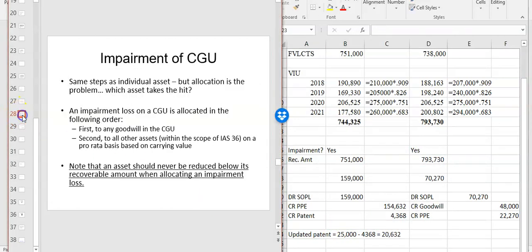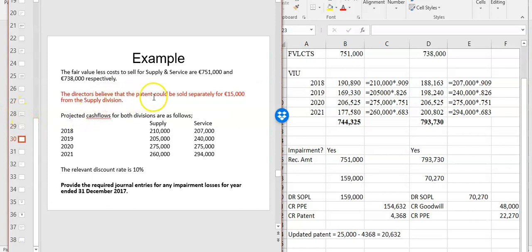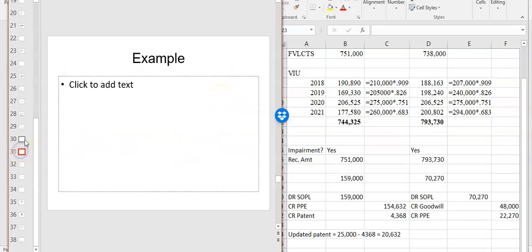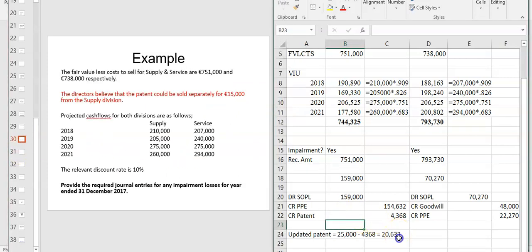And the other little bit of information that's relevant here, we're told, is the directors believe the patent could be sold for 15,000 from the supply division. So that means when you're doing your impairment, it cannot go below 15. Now we've no trouble here because it only goes to 20,632, so it's well above its recoverable amount. So there's no issue there in terms of impairment going below. That's fine. It can stay at that. Right? You don't have to say, oh, well, it can't be valued above it. We're only concerned there if you're impairing it below its recoverable amount. What it's currently in that is now fine because you're not going below that. So just something to watch for.